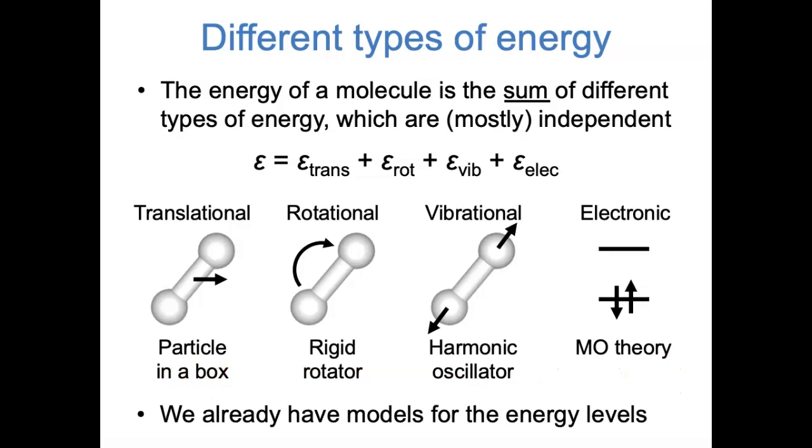The other thing that I'd like to point out about these different types of energy is that throughout our quantum mechanics course, we already developed models for these different sets of quantized energy levels. For translational energy levels, we can use the particle in a box model, where the atom or molecule is the particle in a macroscopic box. For rotational energies of a molecule, we can use the rigid rotator model. For vibrational energy levels, we can use the harmonic oscillator model. And for electronic energy levels, we can use some form of molecular orbital theory. Maybe Huckel theory, maybe a modified particle in a box model, but some type of molecular orbital theory.